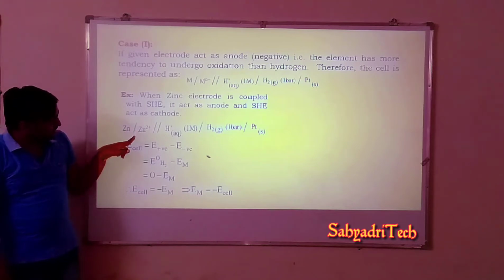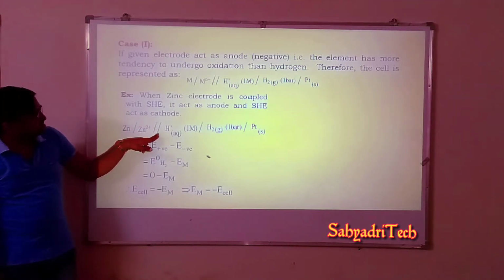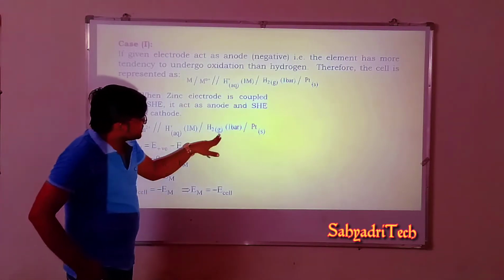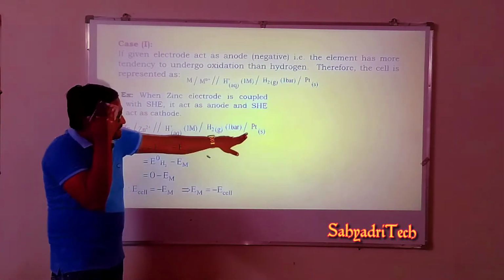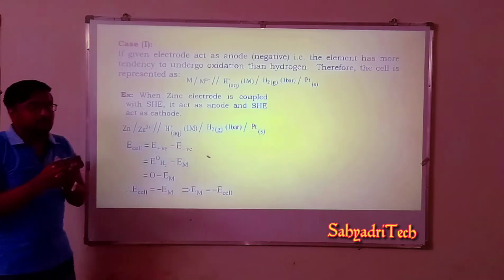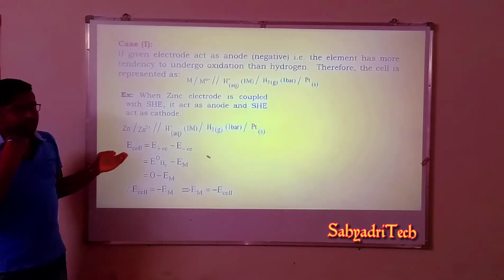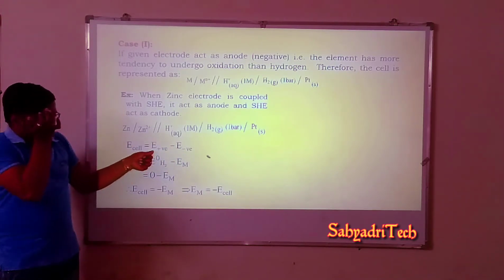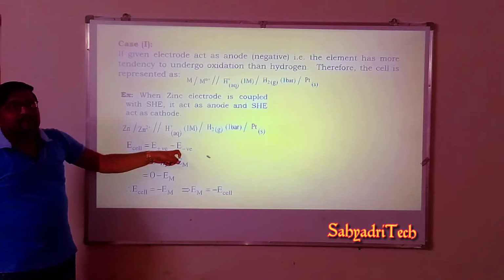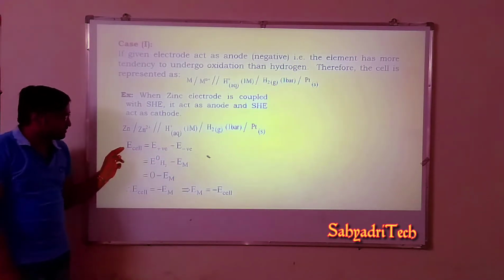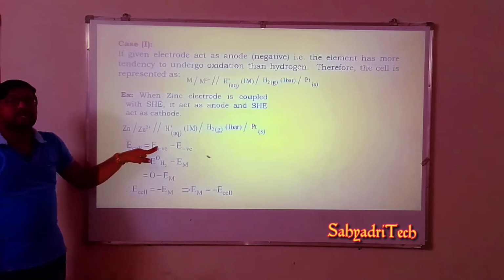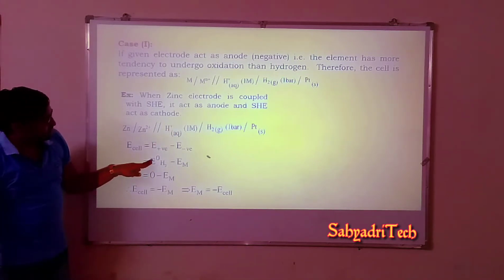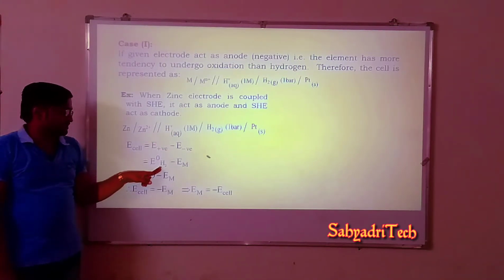Zn interface Zn2 plus aqueous, salt bridge, H plus aqueous, concentration 1 molar, interface H2 gas, pressure 1 bar, interface platinum solid. Here, according to the formula, E cell is equal to E positive minus E negative, that is E cathode minus E anode. So according to that formula, which one acts as cathode here? The hydrogen electrode acts as a cathode. It means the cell potential of the hydrogen electrode.